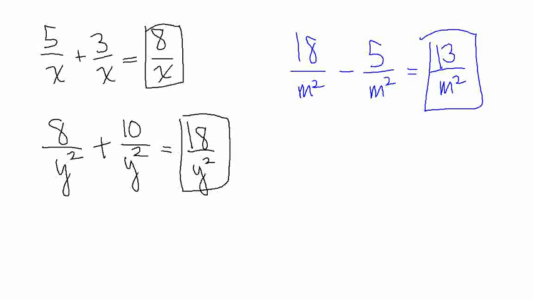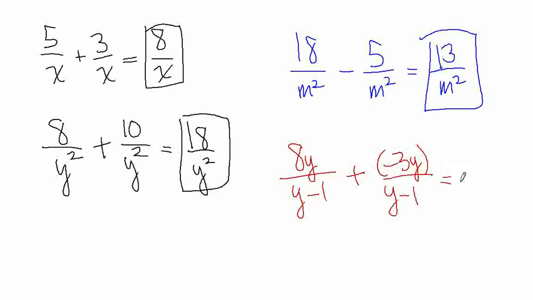And the same idea applies again as the denominator slowly gets more complicated. Let's say I had 8y divided by y minus 1 plus minus 3y over y minus 1. Again, denominators are the same, so we're good to go. 8 apples minus 3 apples is 5 apples. That's my attempt at trying to clearly explain how I added the numerators together to get 5y. So we get that.